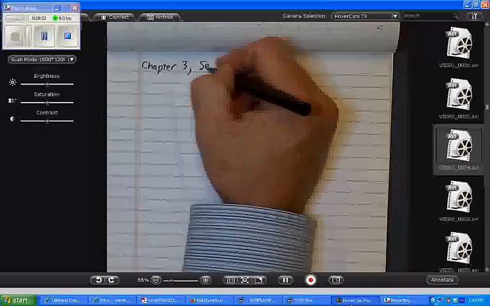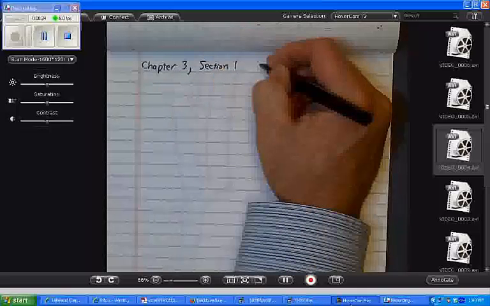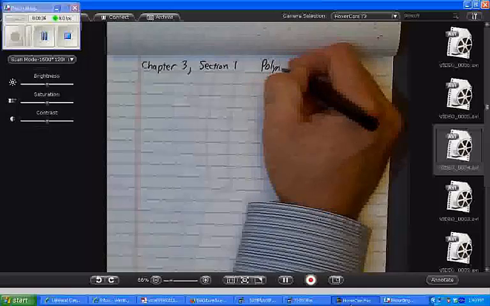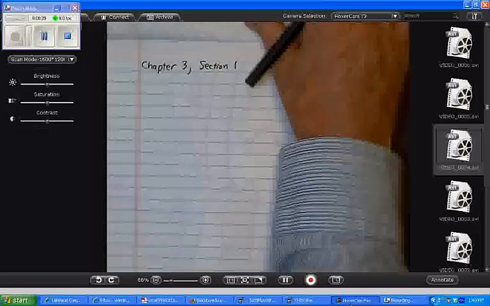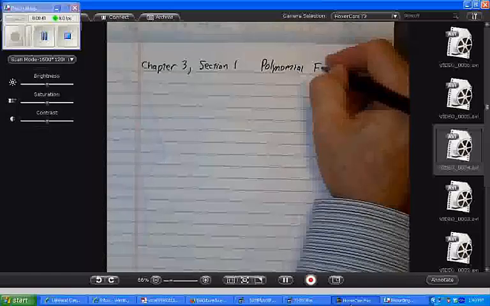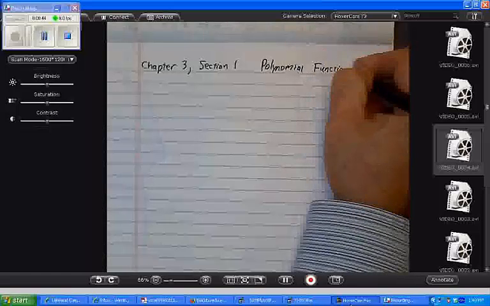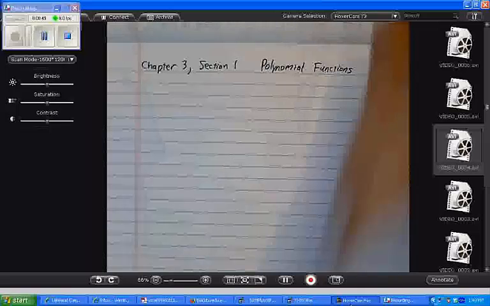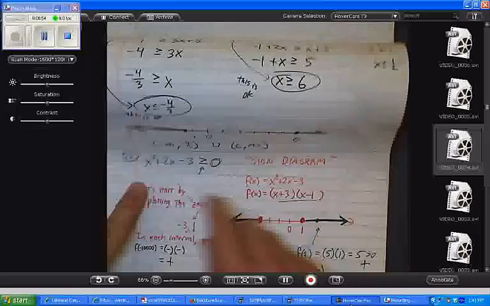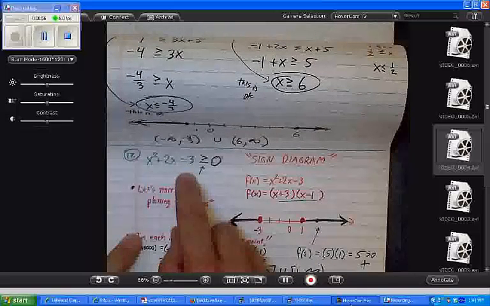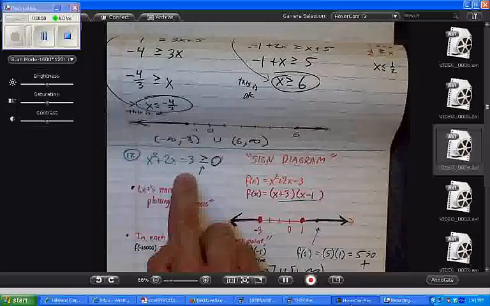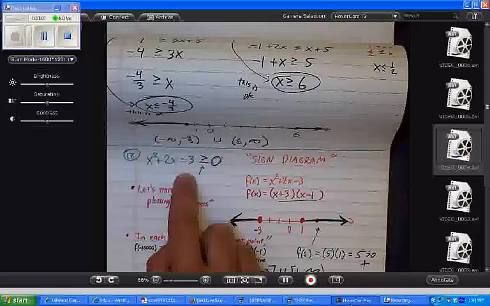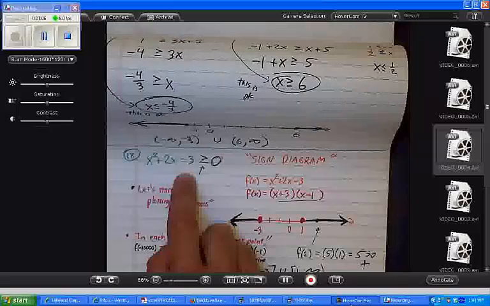Chapter 3, Section 1 is talking about polynomial functions. And by the way, when I say polynomial, the one we just did was a polynomial. When we worked, not the absolute value stuff, but when we worked with x squared plus 2x minus 3, that's a parabola. That's an example of what's called a polynomial. You're not doing any dividing. You're just adding and multiplying these variables together.